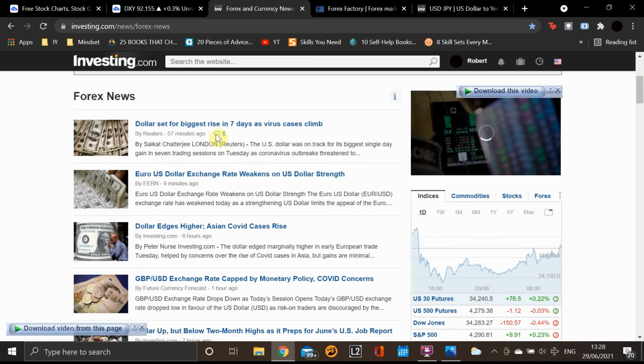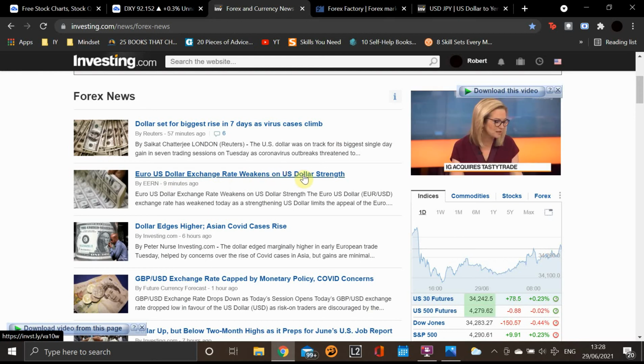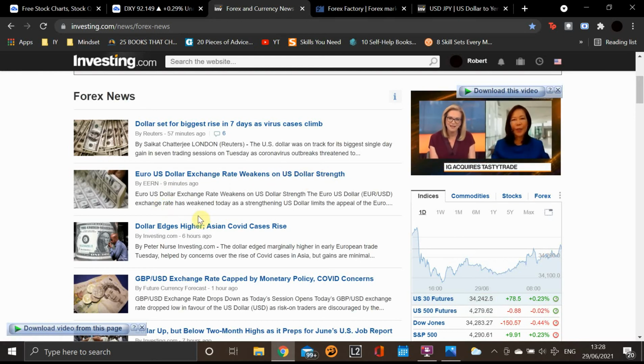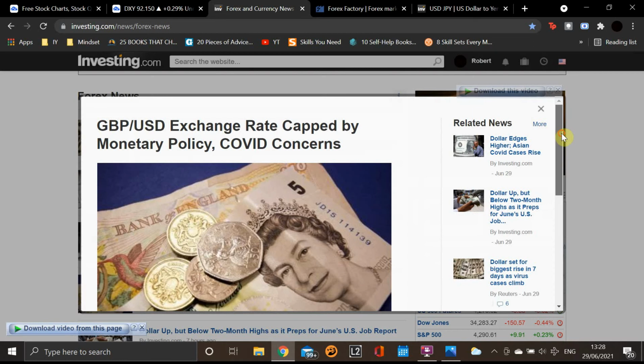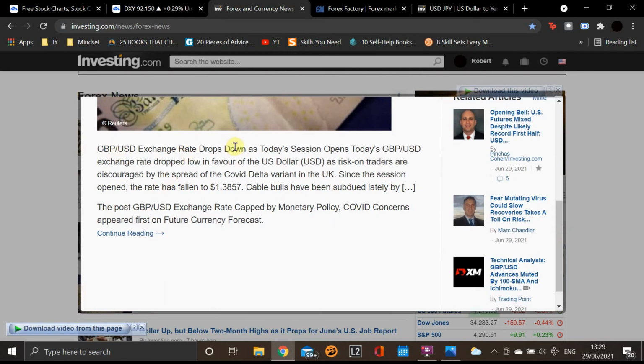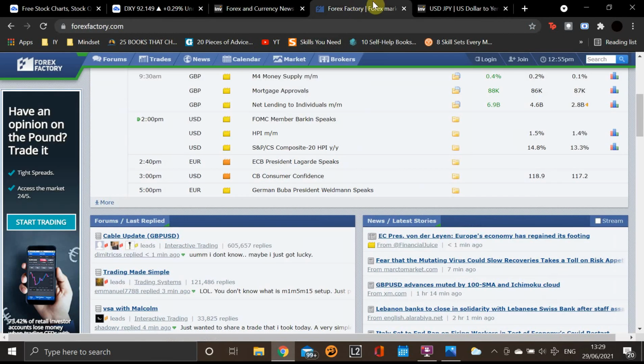Dollar set for biggest rise in 7 days as virus cases climb. US dollar exchange rate weakens on US dollar strength. Okay. GBP USD exchange rate capped by monetary policy, COVID concerns. GBP USD exchange rate drops down as today's session opens. Today's GBP USD exchange rate dropped low in favor of the US dollar, as risk on traders are discouraged by the spread of COVID Delta variant in the UK. Since the session opened, the rate has fallen to 1.3857. Okay.